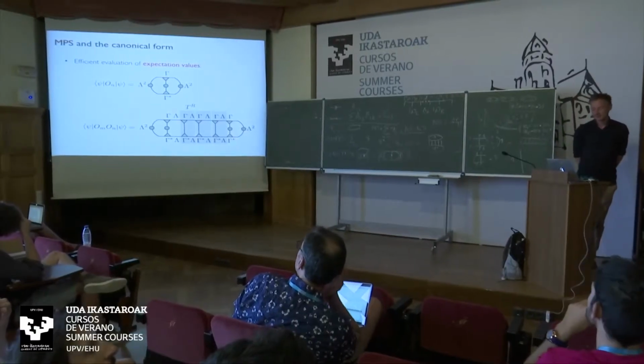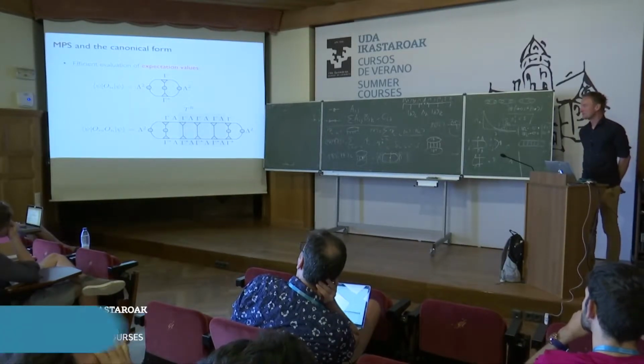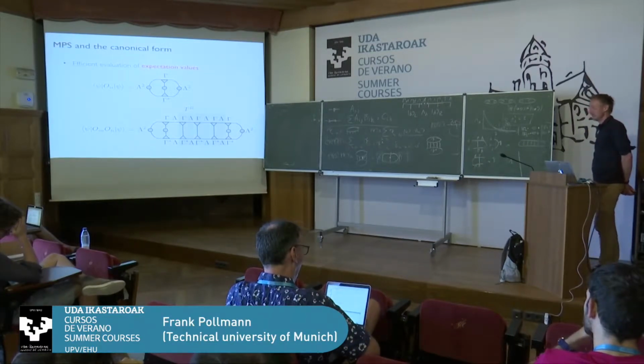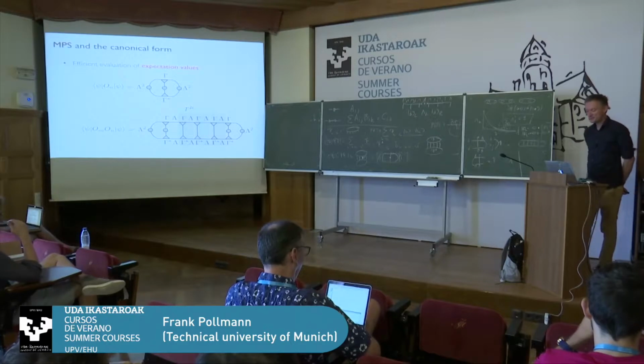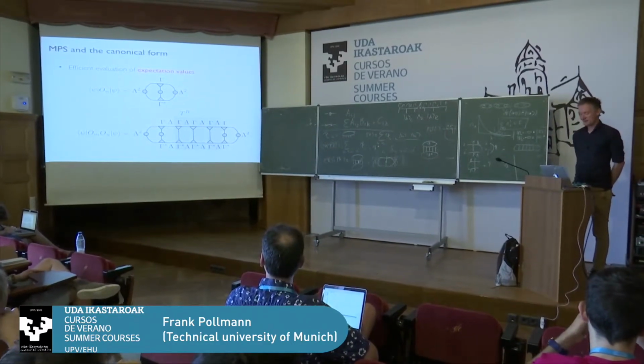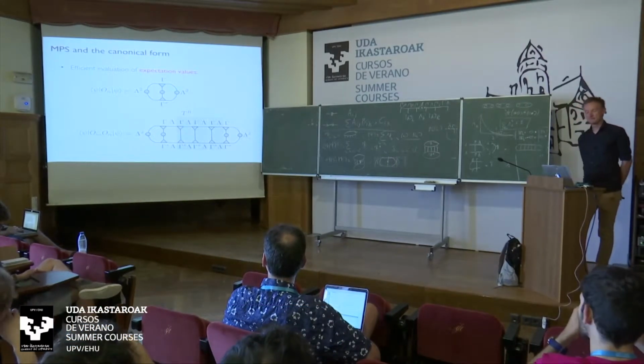Compress it, and moreover, from this then compressed matrix product state form, I showed some ideas how we can bring it into the so-called canonical form that then allows us to conveniently evaluate local expectation values, but also correlation functions and the like.